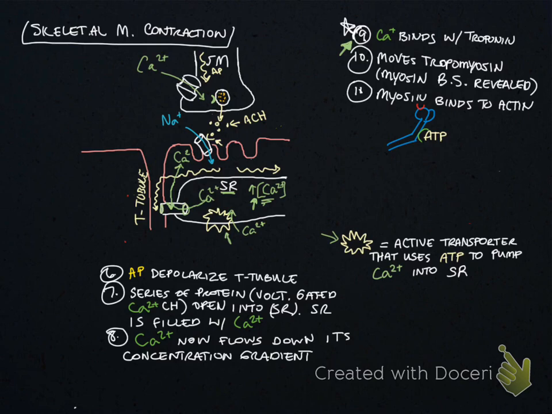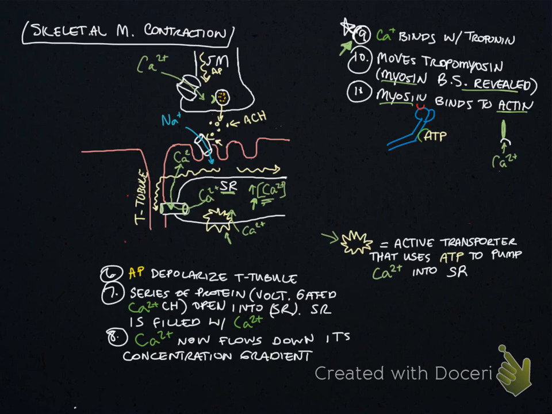So from here, calcium will bind to troponin. Remember the gatekeeper? Calcium will bind to troponin, and it moves tropomyosin out of the way, and the myosin binding site is revealed. Then myosin can bind to actin. Okay, myosin can then bind to actin.